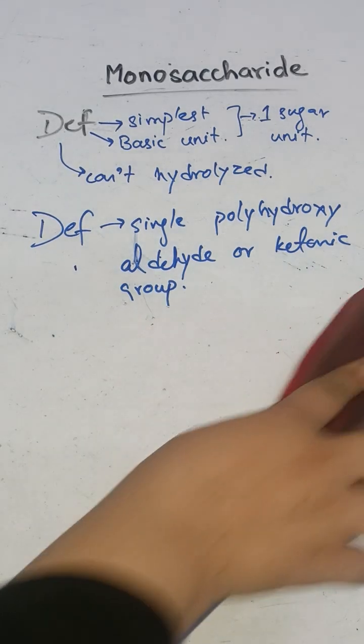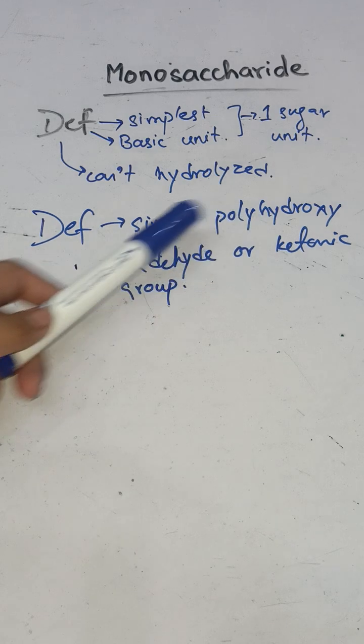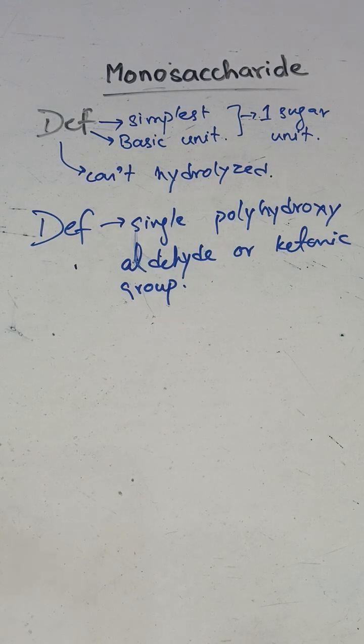Why are we calling it an organic compound? Because it contains carbon, hydrogen and oxygen, but it doesn't qualify for the conditions of a sugar. And what are the conditions for a sugar, specifically for a monosaccharide? It should be a single polyhydroxy aldehydic or ketonic group. Now I think the concept of this definition will be clear in your mind. So this was the second definition that I have told you. Whenever someone asks you to define the monosaccharide, you can simply give this definition or that definition, both are correct.